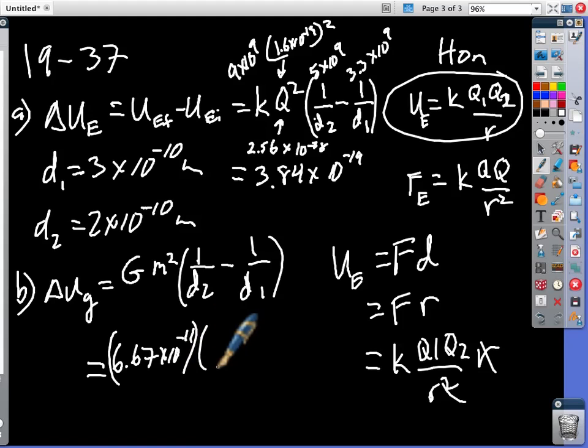So instead of 9 times 10 to the 9th, we're going to use 6.67 times 10 to the minus 11. And then, oh, I never remember this. I think it's 9.31 times 10 to the minus 31. Is it the mass of an electron? It's on the inside of your book. 9.31 or is it 9.11?